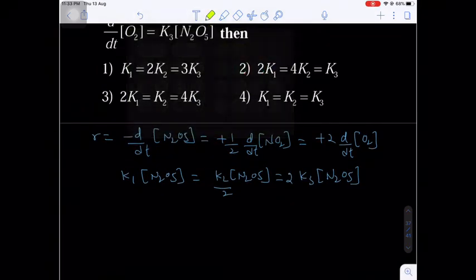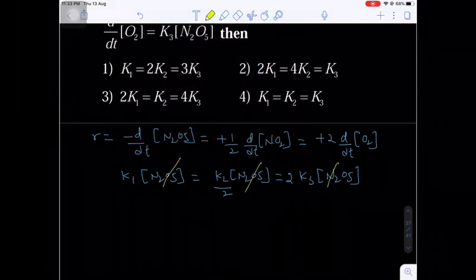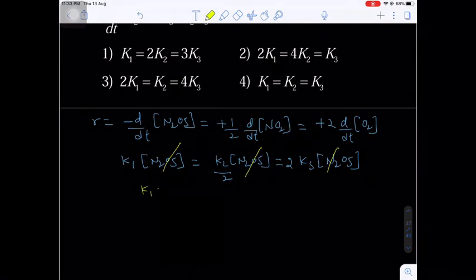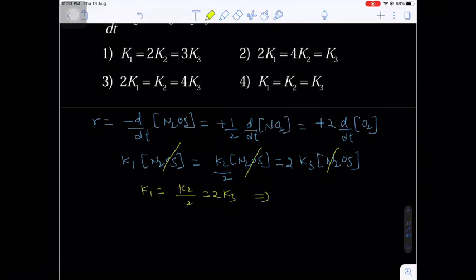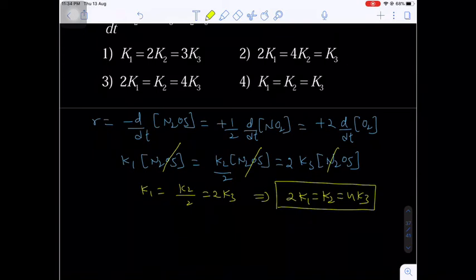Now here N2O5 will get cancelled in all of this. So you have the relation K1 equal to K2 by 2 equal to 2 times K3. Otherwise, if you take the LCM 2, you will get 2K1 equal to K2 equal to 4 times of K3. That means option number 3. Option number 3. Are you getting my point?